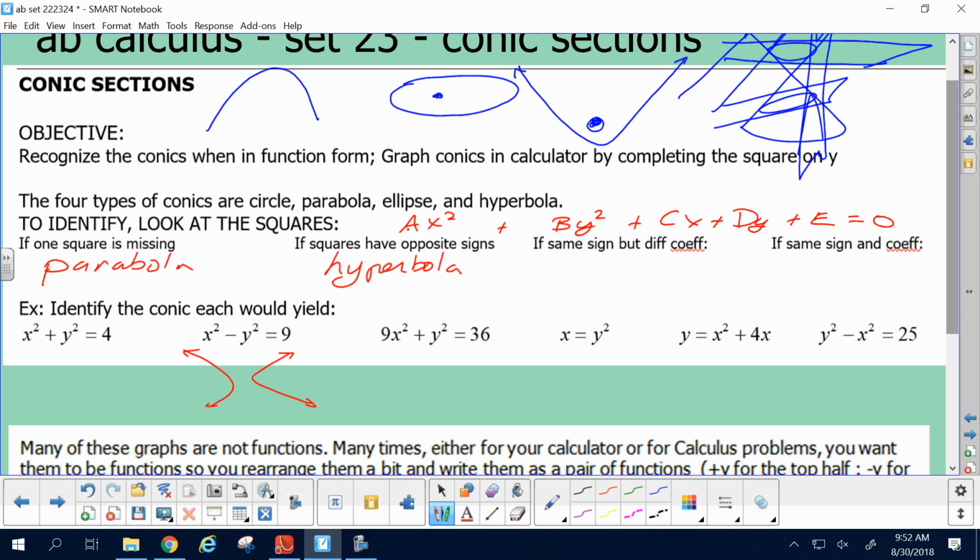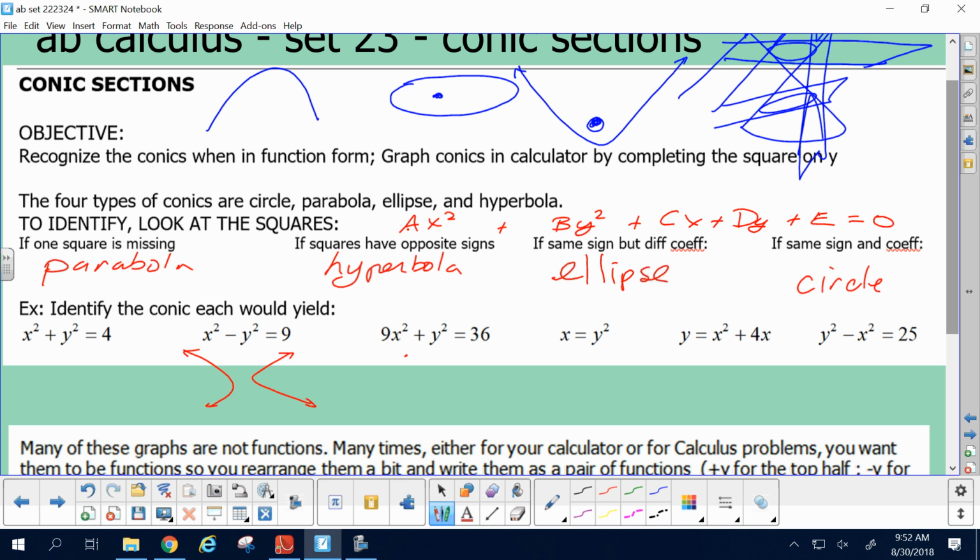If the same sign but different coefficients, so A and B are both the same sign, something like this, but they have different coefficients. What is that? That's an ellipse. Now that actually makes a good deal of sense because x squared plus y squared is a circle, but we know that multiplying by something stretches it. So this is a circle that's being stretched more in the x direction. That just goes with what we know about transformations. Multiplying stretches a graph.